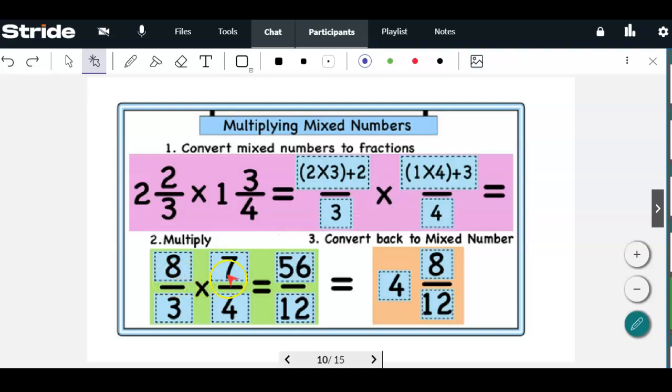Then you just multiply straight across. 8 times 7 is 56. 3 times 4 is 12. Convert it back to a mixed number.